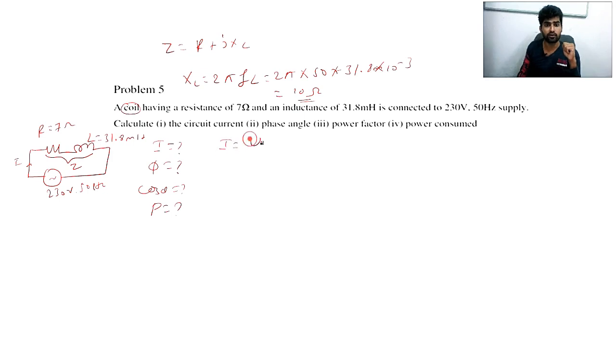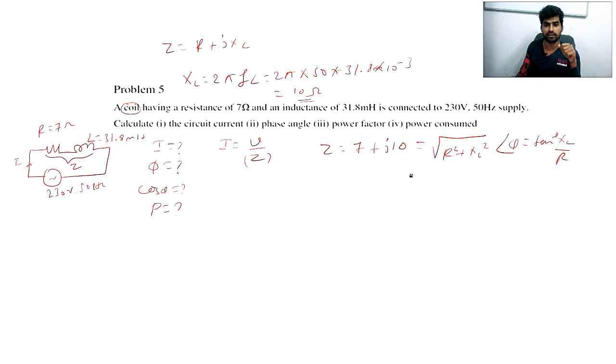I is equal to V by Z. So Z is what? R is 7 and XL is 10. I'll be calculating it in polar form. So polar form, how to calculate? Magnitude is root of R square plus XL square, and phi is equal to tan inverse of XL by R.